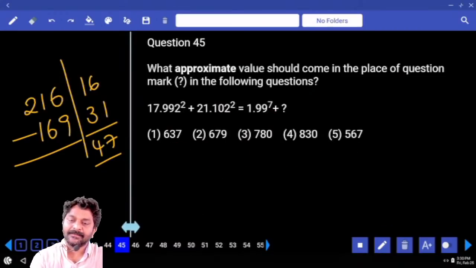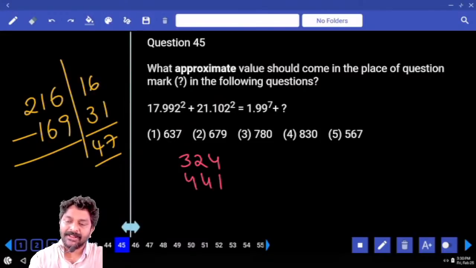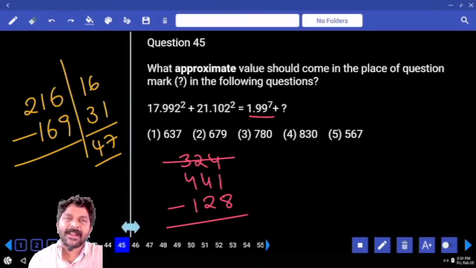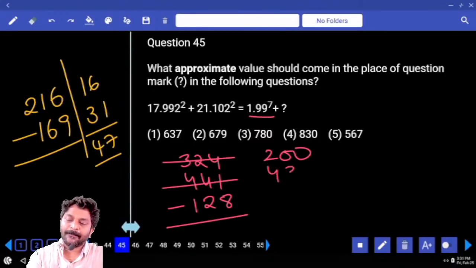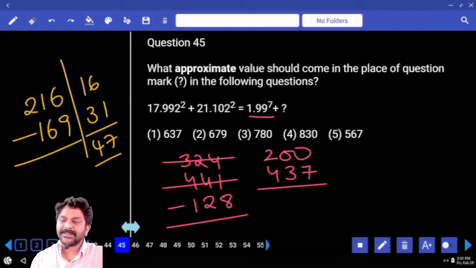Next, 18 square, 324. 21 square, 441. So on the right hand side, 2 power 7 we have. 2 power 7 in the sense 128. 128 comes to the left hand side and it becomes minus 128 only. From this let's subtract first 124. How much is that? Come on, 200. Still we have to subtract 4 more, right? Subtract 4 from this number, then it becomes 437. Sum of both the numbers? 637, first option.